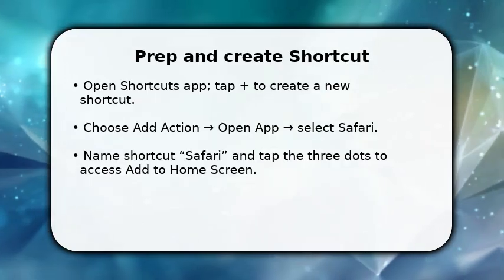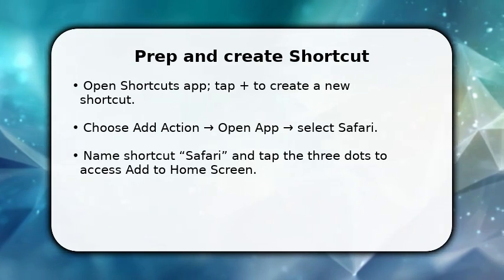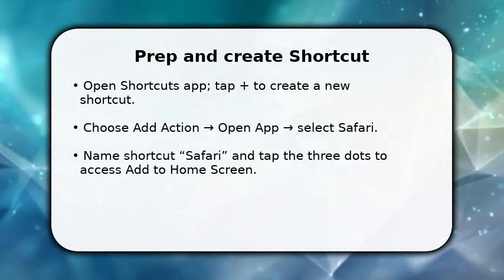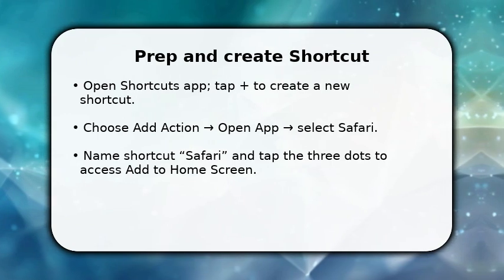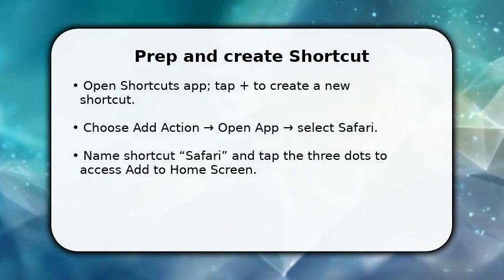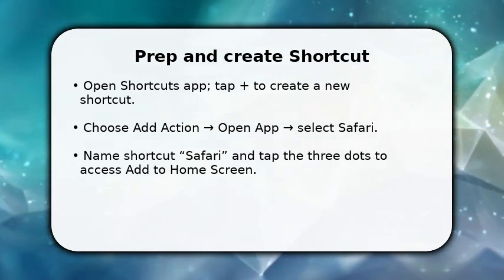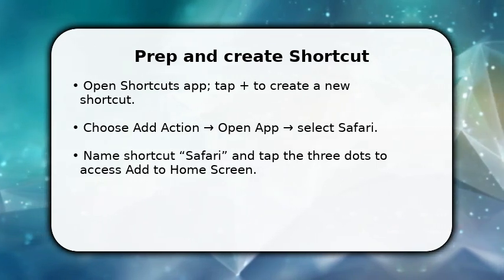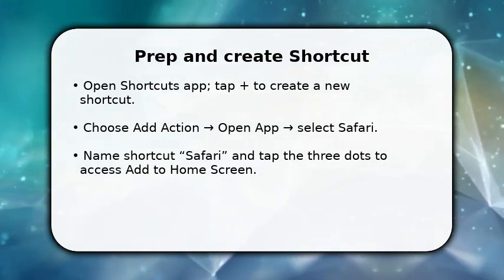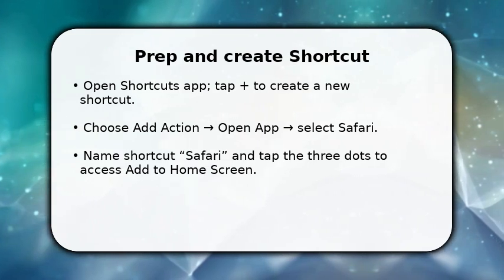You start inside Shortcuts because this is the only supported way to change a default app icon. Create a new shortcut, add the Open App action, and pick Safari. Once done, name it clearly so you can find it fast. Then tap the three dots, choose Add to Home Screen. This is where you attach your custom image.